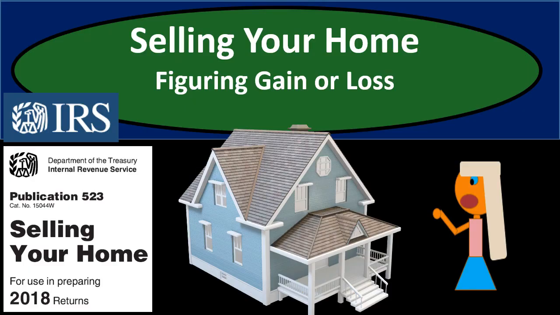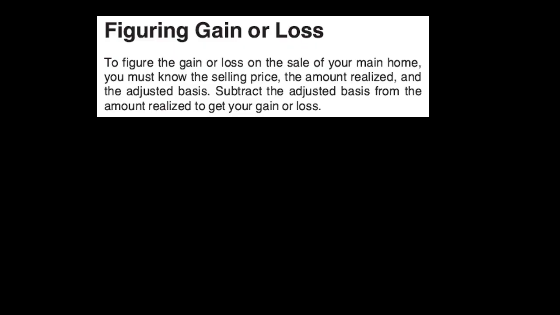In this presentation, we will discuss how to figure the gain or loss for the sale of a home for tax purposes. This information can be found in Publication 523. Figuring gain or loss. To figure the gain or loss on the sale of your main home, you must know the selling price, the amount realized, and the adjusted basis. Subtract the adjusted basis from the amount realized to get your gain or loss.